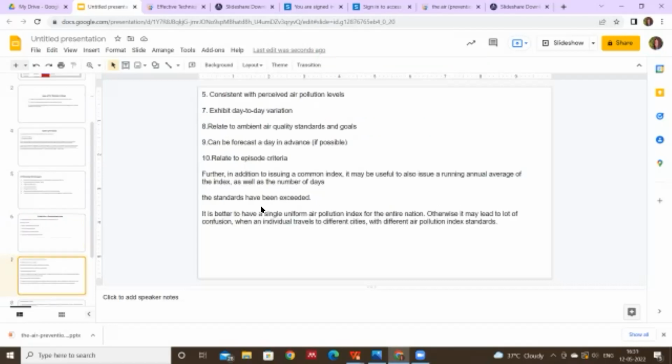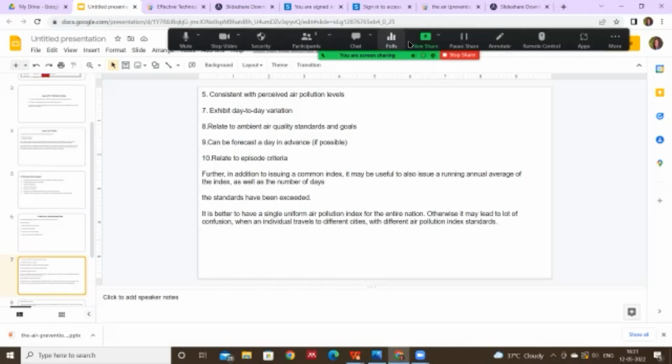Then consistent with perceived air pollution levels, exhibit day-to-day variations, relate to ambient air quality standards and goals, can be forecast a day in advance, relate to episode criteria. Further, in addition to issuing a common index, it may be useful to also issue a running annual average of the index as well as the number of days the standards have been exceeded.